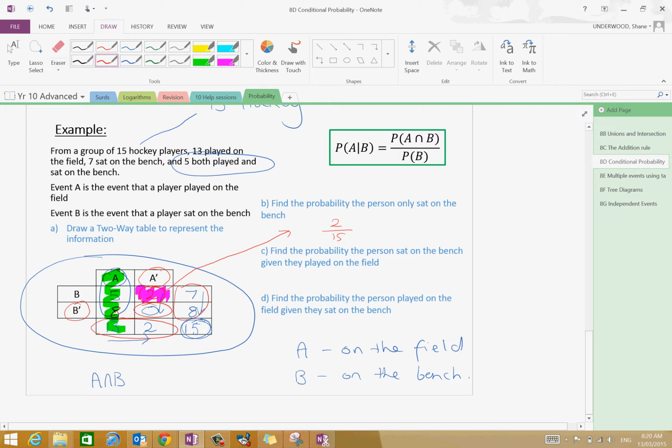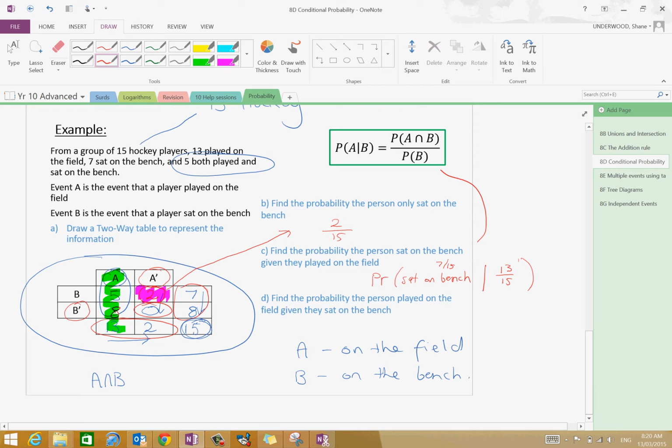The probability of the person that sat on the bench given that they played on the field. Well, this is the probability that they sat on the bench. Now, what's the probability that they sat on the bench? Well, that is equal to the people that are B, which is 7 out of 15. So 7 out of 15 is the probability that they sat on the bench, given, though, that they played on the field. If they played on the field, that's 13 out of 15.